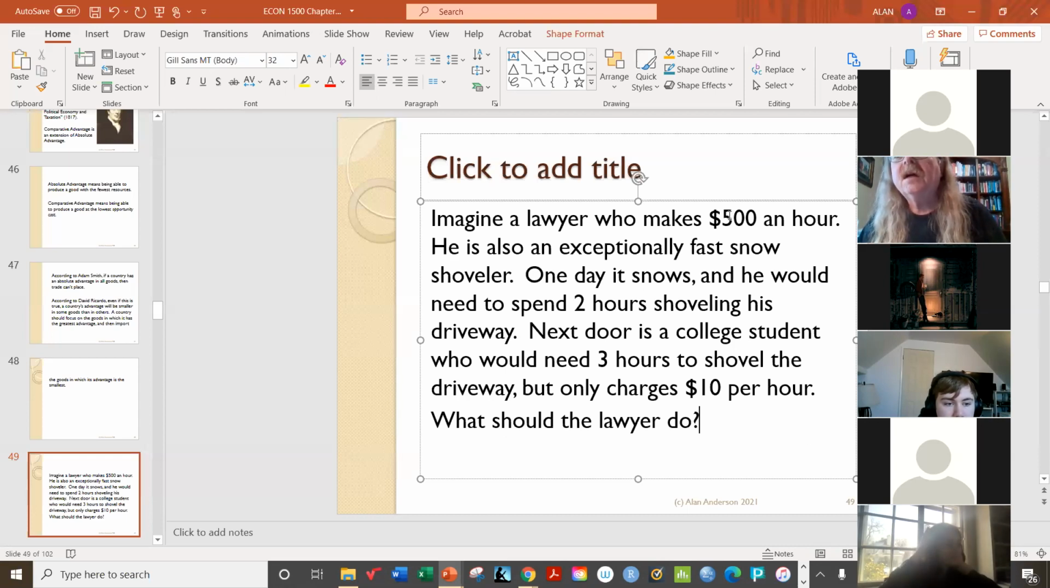Let's say he works 8 hours a day; the snow shoveling would reduce that to 6. That would be $3,000 a day. If he works all 8 hours and then pays the student to do this work, he'll get $1,000 minus the 30. So it's $800 versus $970. In this case, the lawyer has an absolute advantage in both activities, but he's going to let the student do the shoveling because that's where his advantage is less pronounced. And the same thing is going to happen with countries.